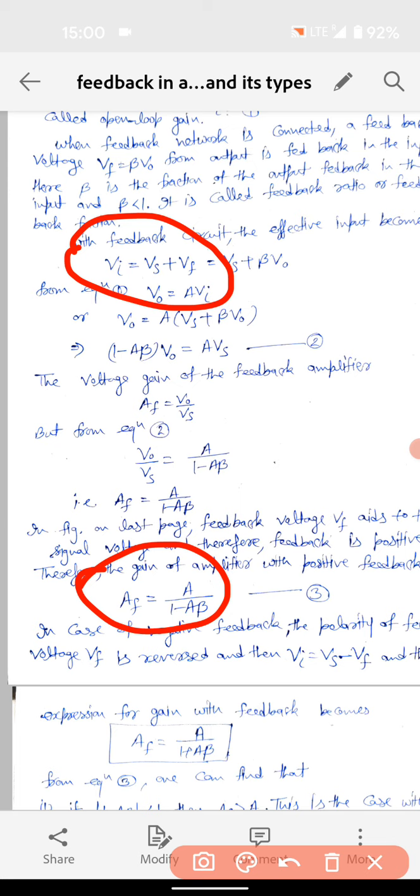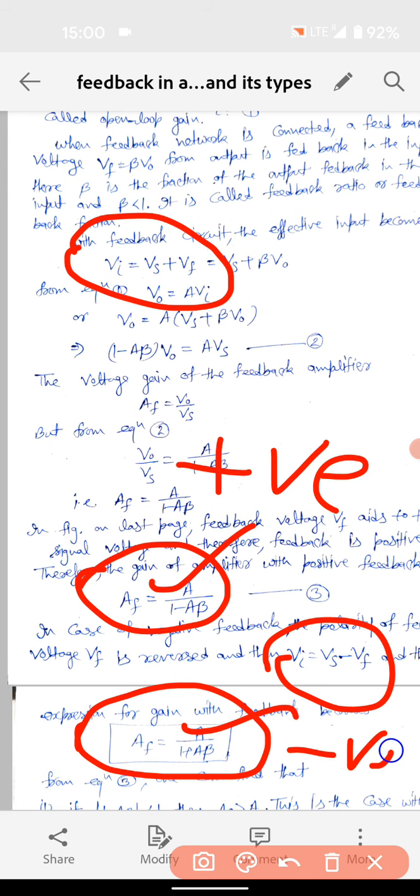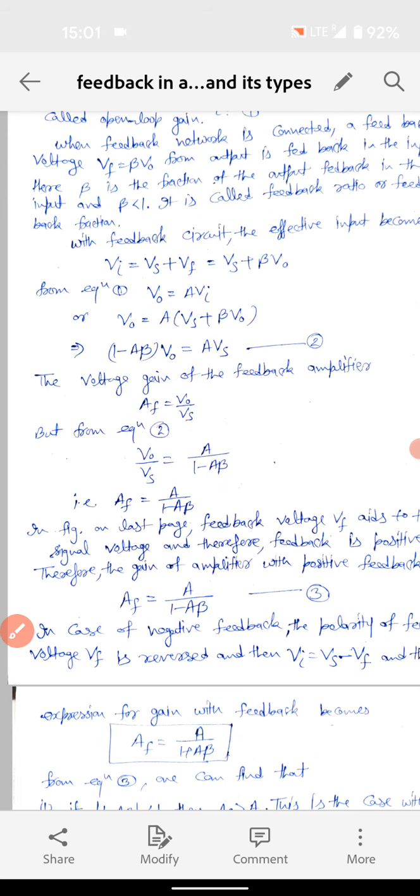If the feedback is negative, then Vi will be Vs minus Vf, because the feedback voltage is in opposite phase. When we solve these equations, our final result will be AF equal to A over 1 plus A beta. So in the case of positive feedback the gain will be this, and in the case of negative feedback the gain will be this. These two values you need to remember.